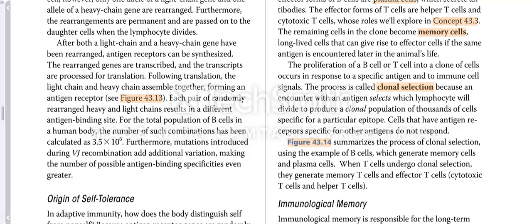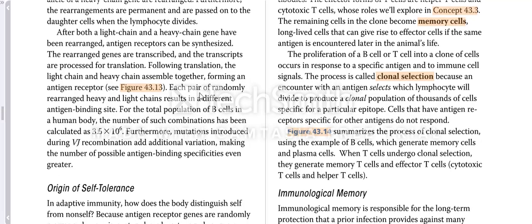each one randomly. For the total population of B cells in a human body, the number of such combinations has been calculated as 3.5, I believe that's 3.5 million. Yes, 3.5 million. So mutations introduced during this recombination add even more variation, making the number of specificities even greater, ergo making adaptive immunity even better at its job.